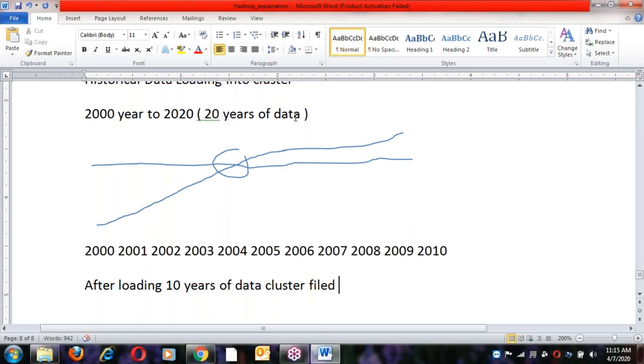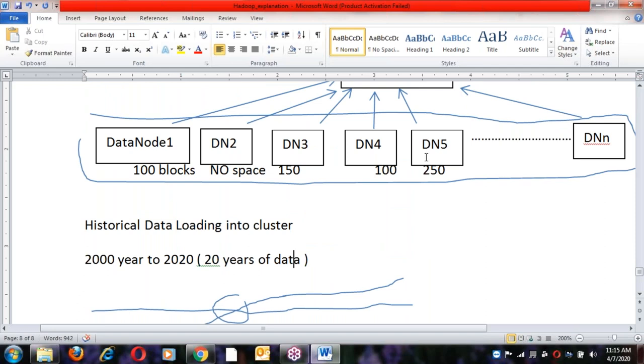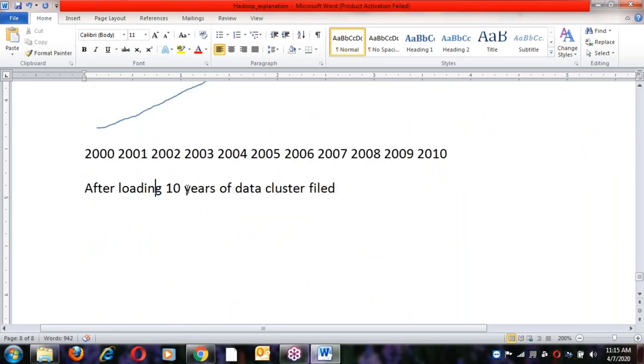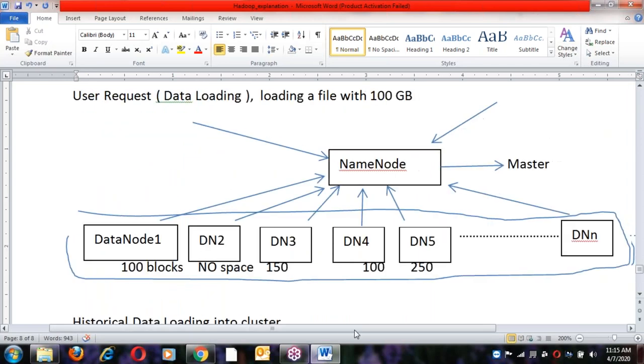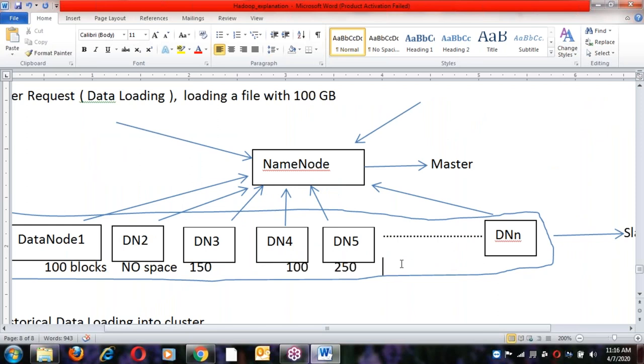What happens here? Initially the cluster capacity is only 100 nodes, a 100-node cluster. After loading 10 years of data, the cluster is filled. Then how do we handle that? Totally there are 20 years of data, and for 10 years the cluster is already filled. The data is more than the capacity of the cluster. The cluster has only 100 nodes, but the incoming data is more than its capacity. This is kind of big data, right?